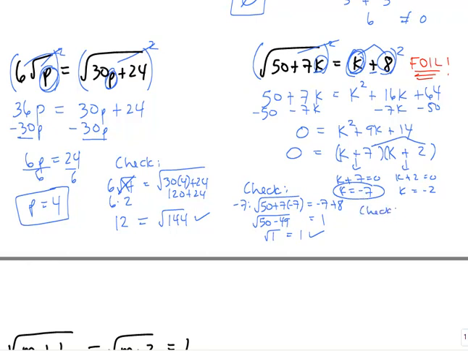If we check -2, then we're going to get square root of 50 plus 7 times -2, and we're trying to see if that equals -2 plus 8. Well, -2 plus 8 is 6, and on the right side, 7 times -2 is minus 14. 50 minus 14 is 36, and the square root of 36 does equal 6. So both solutions work in this example. Sometimes you get both working, sometimes only one will work, and sometimes neither one will work. So you must always check both possible answers.